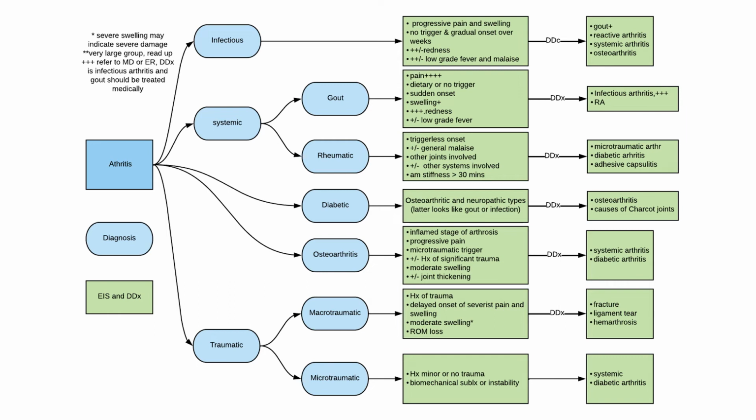The onset is fairly sudden. It can get worse, but it's actually fairly sudden. And there's going to be significant swelling there. There may or may not be redness again. Not everything will give you redness. Systemic, as far as systemic arthritis, but it generally does. And again, there may or may not be a low-grade fever.